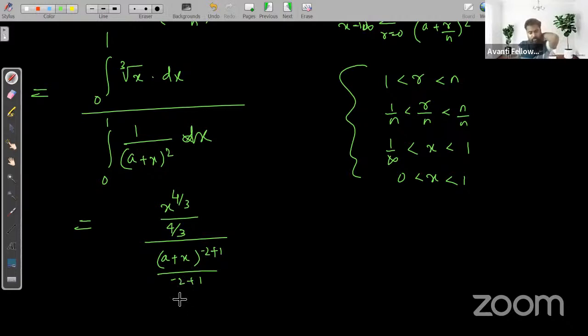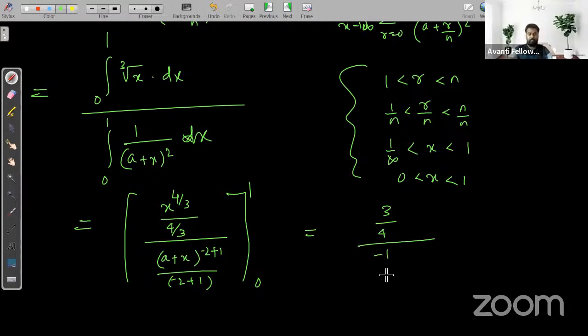Minus 2 plus 1. Okay, now you need to put the limit, that is 0 to 1. So if we put the limit 0 to 1, what are you getting? The numerator becomes 3 by 4, and the denominator becomes minus 1 upon a plus x. Here we need to put the limit.